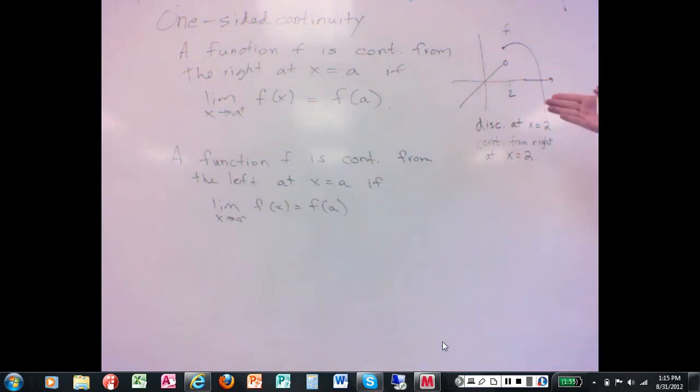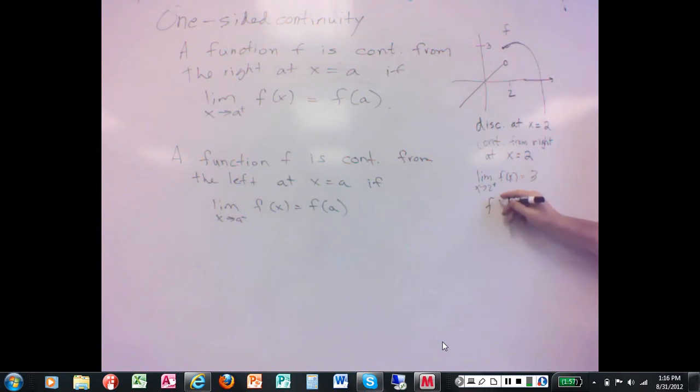Based on this right here. What is the limit as x approaches 2 from the right? What's the limit as you approach 2 from the right? Well, it's up here. Let's call it 3. Isn't the limit as you approach 2 from the right 3?